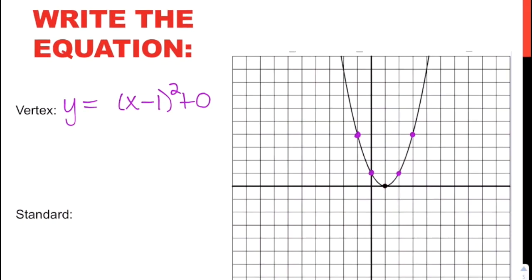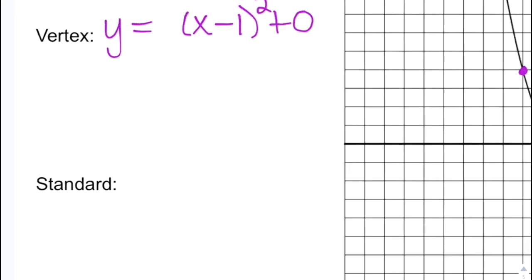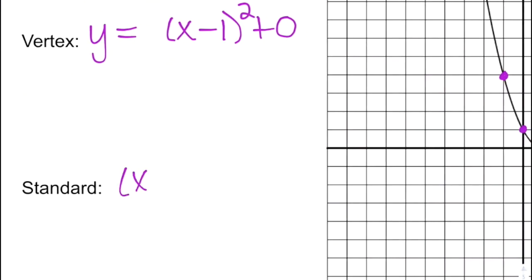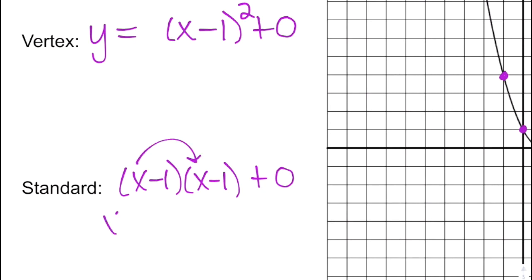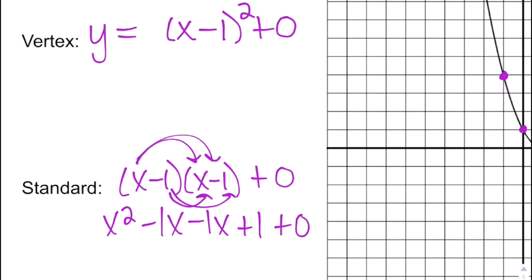So to convert this to standard form, all I have to do is FOIL out the x minus 1 times x minus 1, and then I'm adding 0 to the end. So x times x is x squared. X times negative 1 is negative 1x. Negative 1 times x is negative 1x. And negative 1 times negative 1 is positive 1. This is going to simplify to x squared minus 2x plus 1.